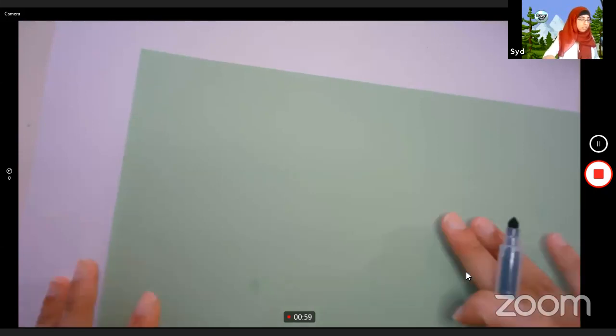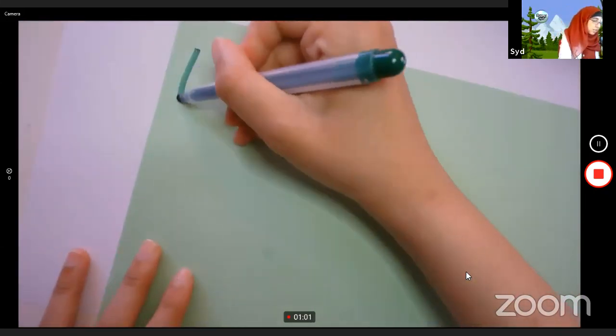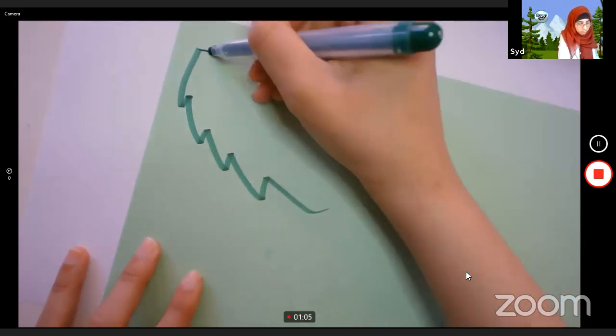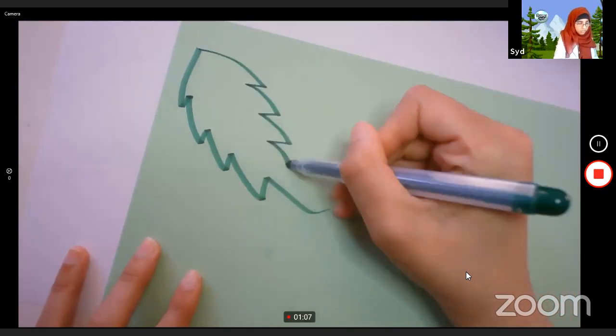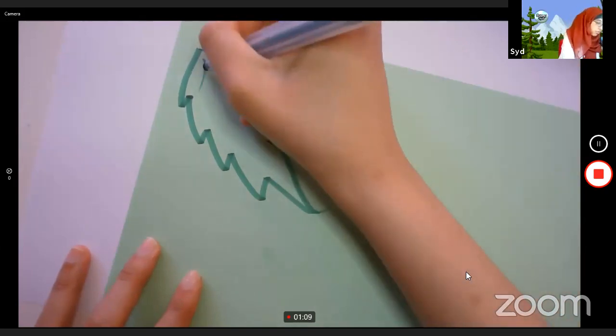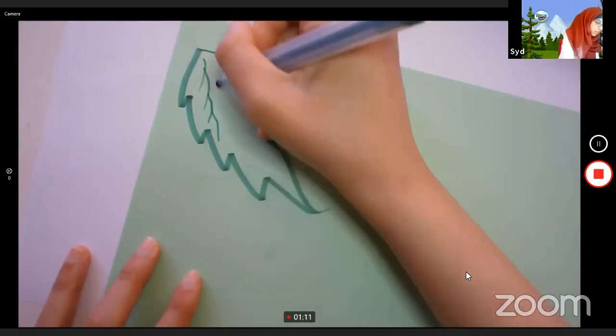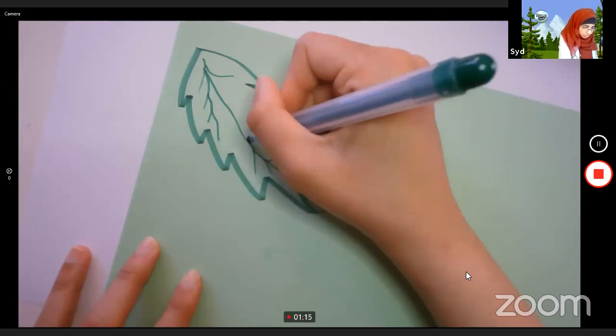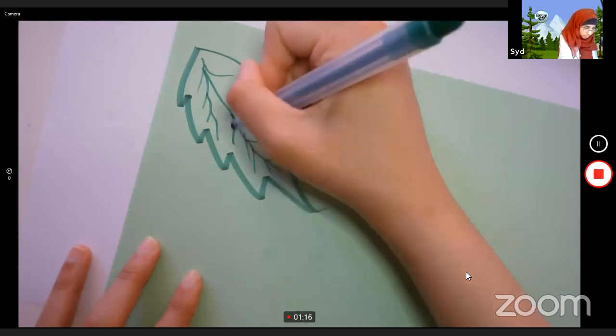So we're going to start off first by drawing a leaf onto our piece of paper. So I'm going to draw here a lovely leaf. Okay, so I've got my leaf. I'm going to draw some veins in there. I'm not really good at this. We just need something that looks roughly like a leaf.